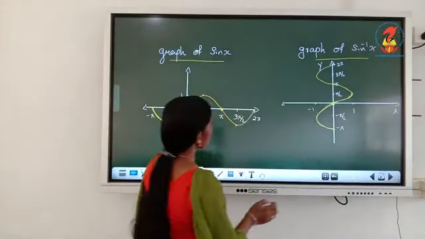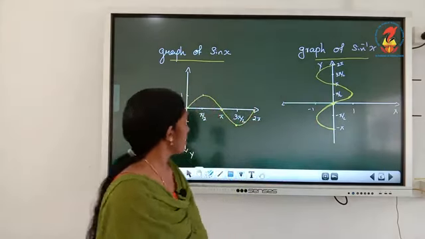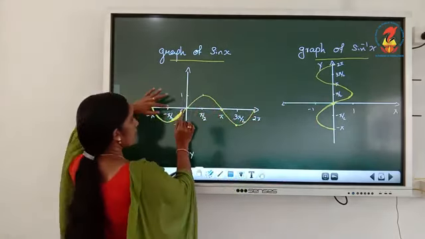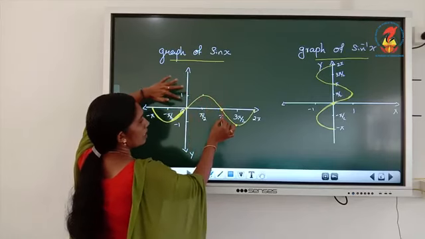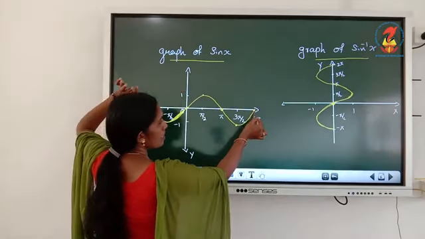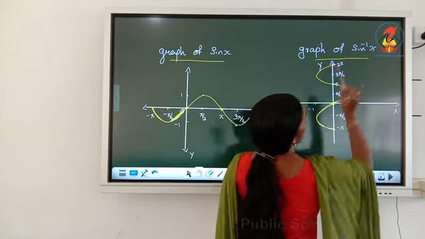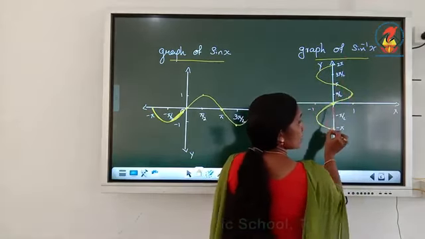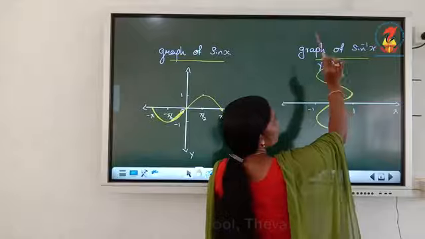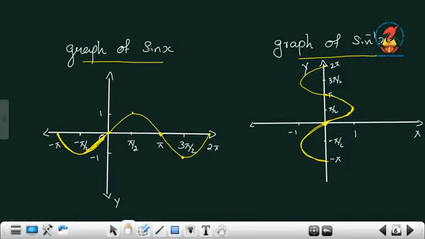Now look at the graph of sin x and sin inverse x. In the sin x graph, sin 0 is 0, sin 90 is 1, sin 180 is 0, sin 270 is minus 1, sin 360 is 0. On the left hand side, here is sin inverse x. So the x axis is minus 1, 0, 1, and the y axis is minus pi by 2, 0, pi by 2, like that. Then again we plot it. Actually these are mirror images, the sin x graph and the sin inverse x graph.